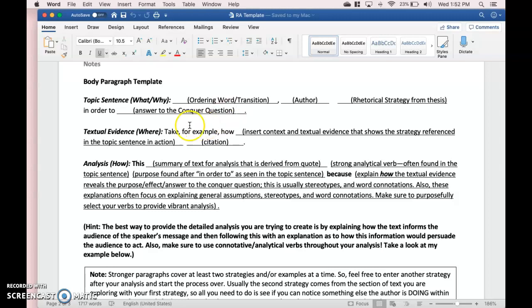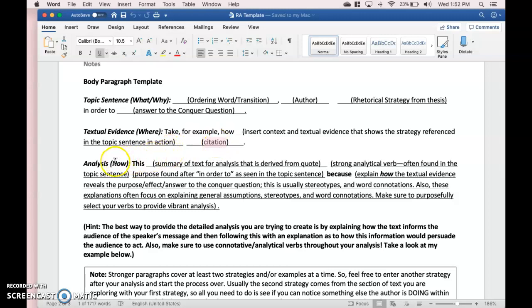Okay, next is going to be where. You're going to want to go ahead and insert some textual evidence here that shows the strategy that you referenced up here in your topic sentence. That can be a direct quote taken from the text. It can be a summary. It can be paraphrased. Heck, it can be 1 or 2 words. And you're going to want to go ahead and cite where you got that from.